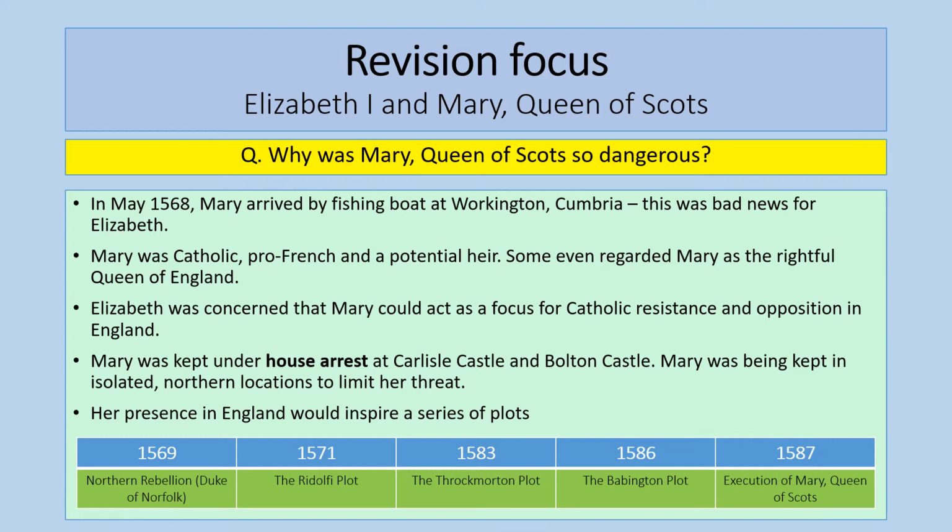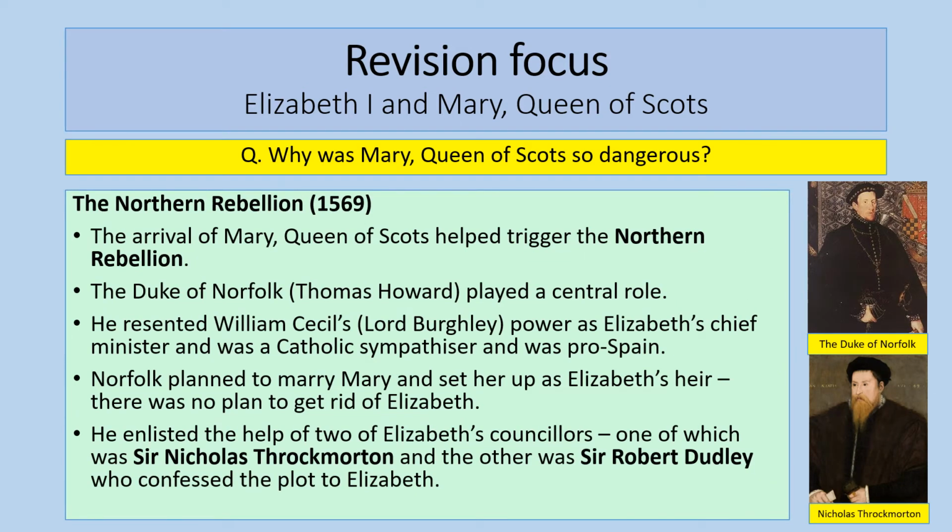She was placed under house arrest at various places, like I've said, Carlisle Castle, Bolton Castle, for example, in the Dales. And really, the key thing to know is to understand that her arrival sparked much more instability in the rule of Elizabeth I. So sparked the Northern Rebellion of 1569, the Ridolfi plot of 1571, the Throckmorton plot of 1583, and the Babington plot of 1586. And obviously we know that Mary Queen of Scots was finally executed in February 1587. So what was the Northern Rebellion all about?